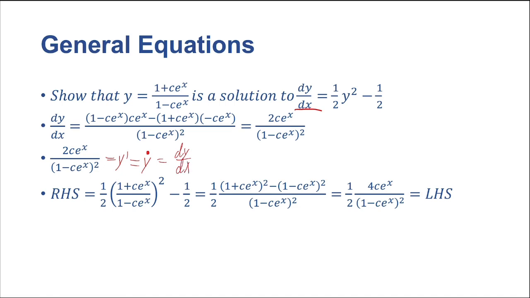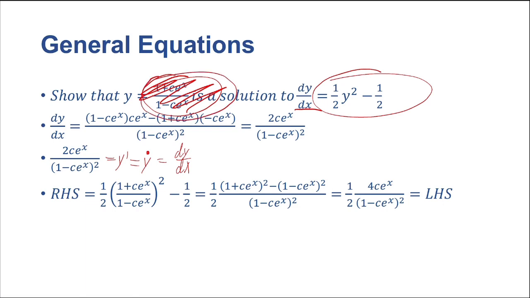So this is the right-hand side here. We are going, or no, sorry, that's not the right-hand side. That is the right-hand side. We are going to set that equal, and we are going to plug in our function. Sorry, I just erased that, but there is our function there. We're going to plug that in, so we get 1/2 times (1 plus ce^x over 1 minus ce^x) squared minus 1/2.